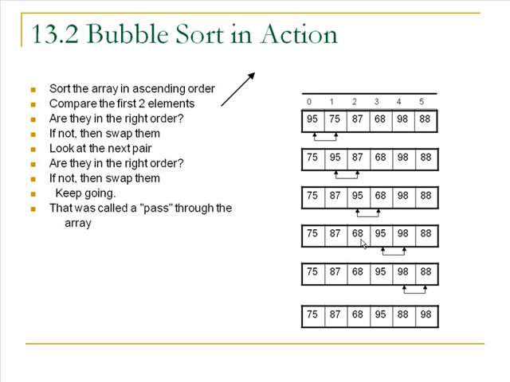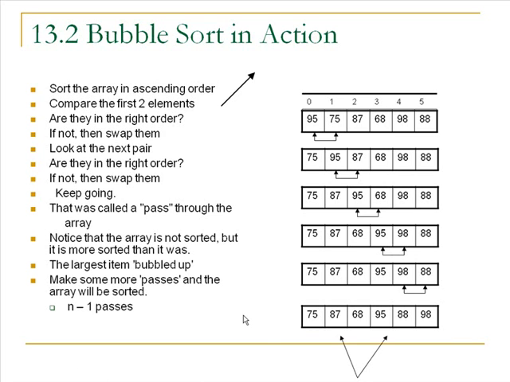So now what we've just done is called a pass through the array. We've looked at the pairs of adjacent elements in the array, and we've done one pass. And you might notice that this array is not sorted yet, but it's more sorted than it was. So if we did the same thing again, if we went through looking at the pairs of numbers, then eventually this array would become in sorted order.